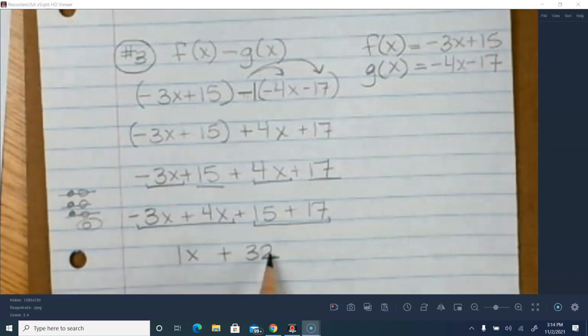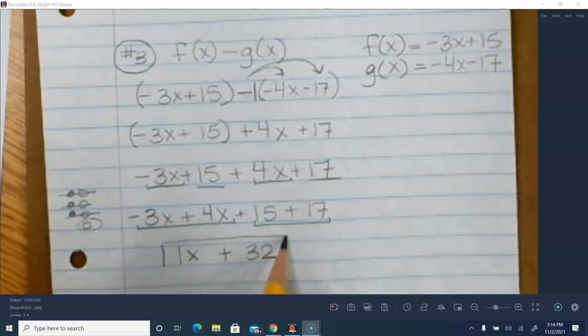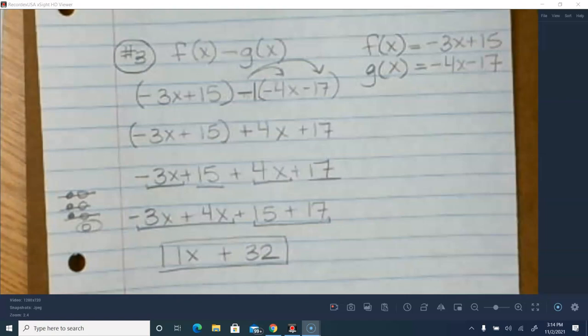I cannot combine these two. They are not like terms. This is a variable term, and this is a constant. So simplified, it is 1x plus 30.